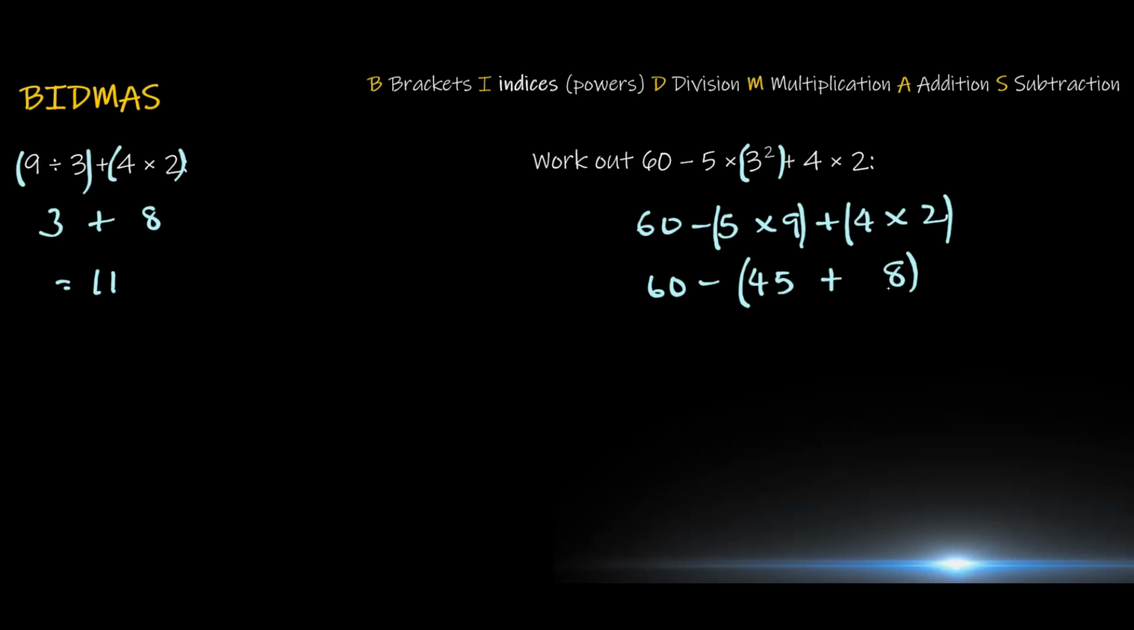45 add 8 is 53. And finally, 60 take away 53 is 7. So this is how we use BIDMAS to do the correct order of operations.